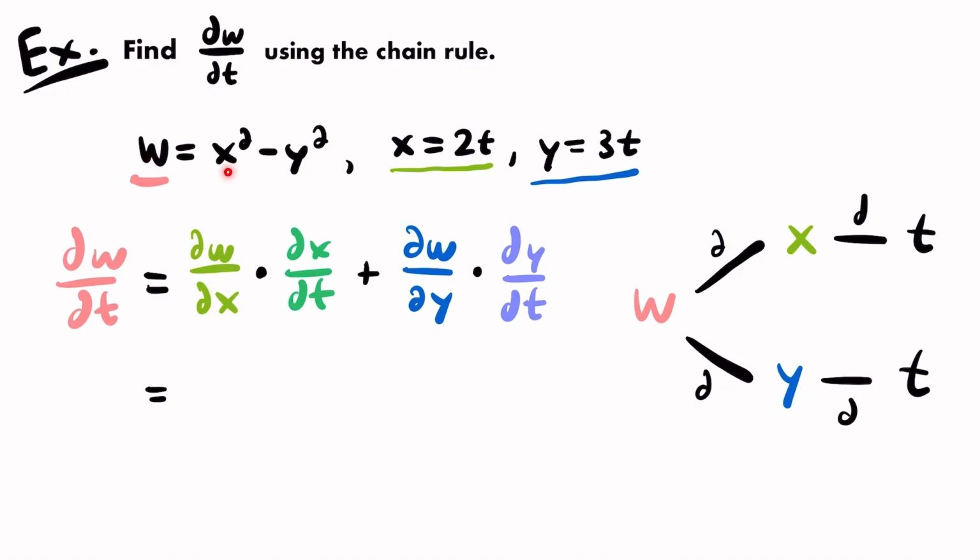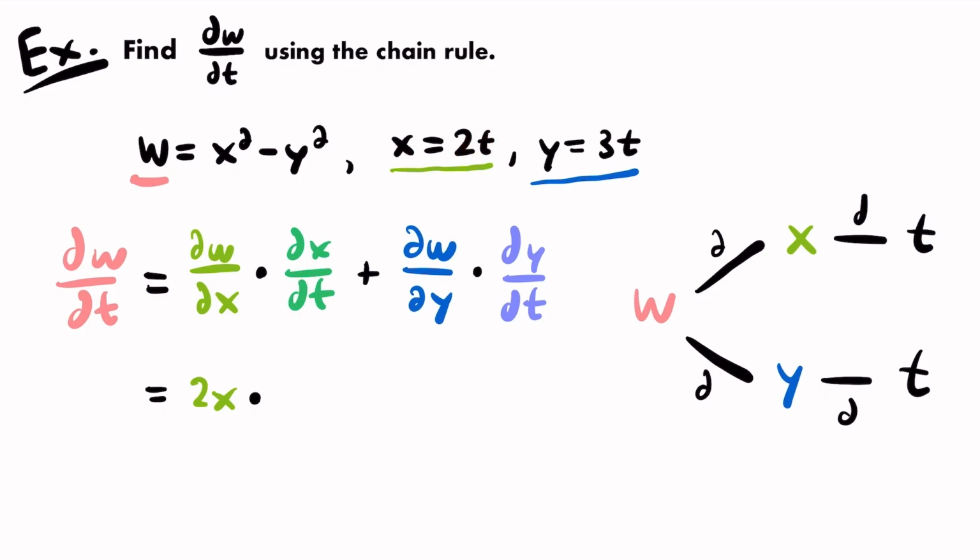So looking at what w is equal to here, if we're taking a partial with respect to x, we're treating y as a constant. So this negative y squared would just be a constant whose derivative is 0. So just take the derivative of x squared and you'll get 2x. And then you want to multiply that by the derivative of x with respect to t. And so looking at x here, we have 2t.